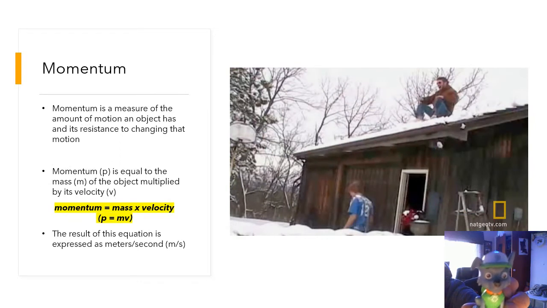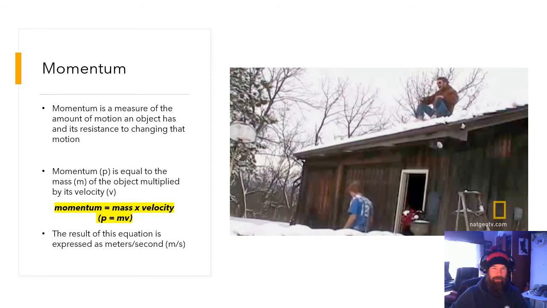I'm Rocky. I'm going to explain momentum. Momentum is a measure of the amount of motion an object has and its resistance to changing that motion. Momentum, which is P, is equal to the mass of the object multiplied by its velocity. Momentum equals mass times velocity. The result of this equation is expressed in meters per second.